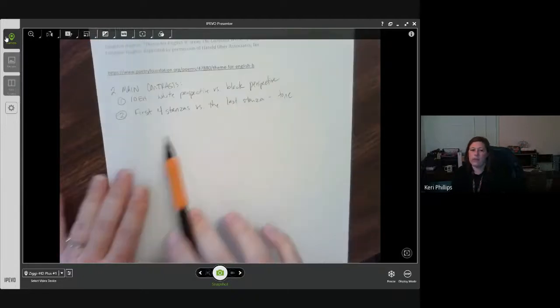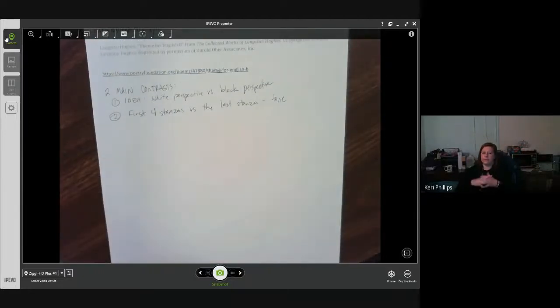And then if we look structurally, the first four stanzas are not separate, but they're different from the last stanza. And then I have identified that the contrast is in the tone. The tone is different in the first four stanzas and in the last stanza. So by looking at these contrasts, the white versus the black perspective is a big deal. That's a big contrast.